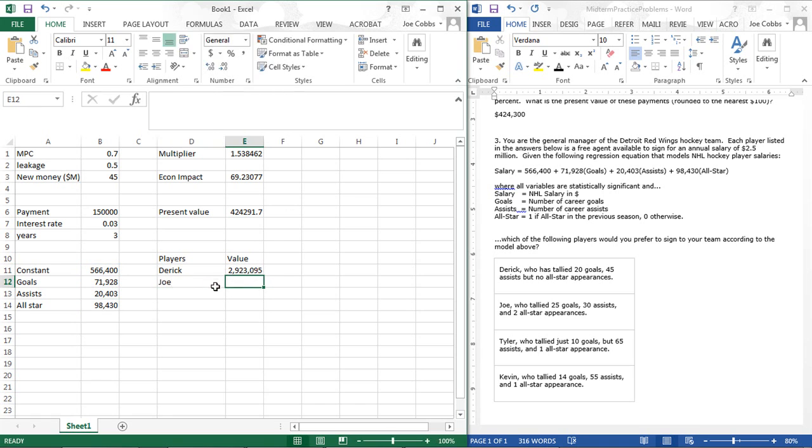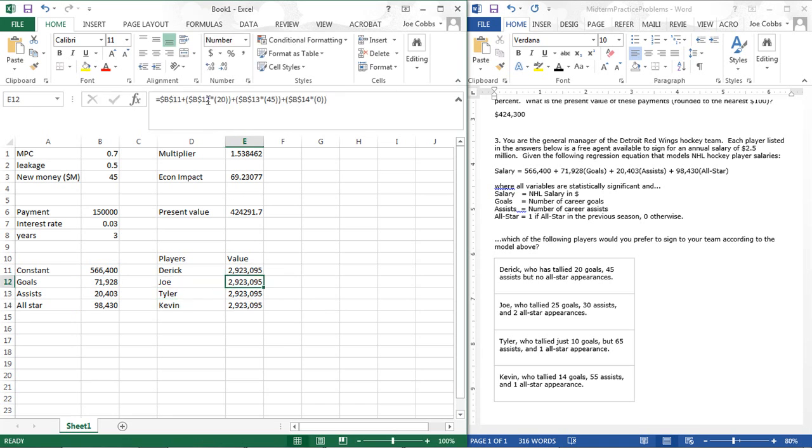Let's try Joe. I am going to drag this down here, but whoops, I can't do that. Hold on. I'll tell you what I'm going to do. If I put the dollar signs in here, I can just drag the equation down. If you remember from Excel, this is telling it to always use that cell. There we go. All right. Now, let's drag this down. We're going to have 4 different players. And I'm going to replace the numbers. So, Tyler and Kevin.